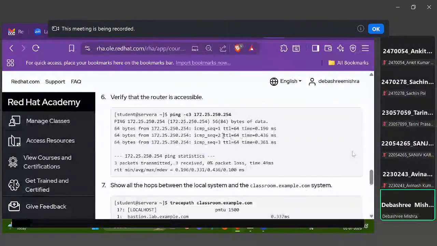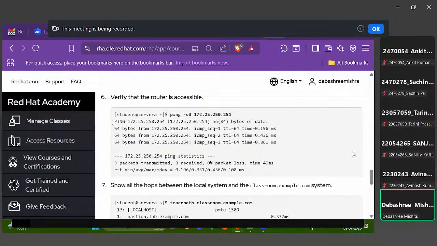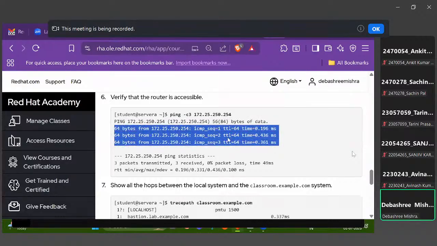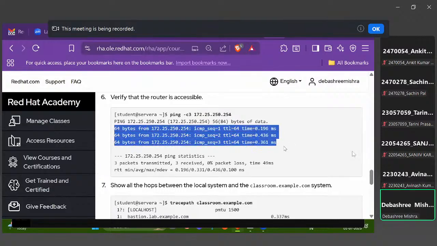So you will be getting the 4 replies like this only. The first ping will get dropped, and the rest will be reverted back. Once these 3 are reverted back, it shows that this particular IP address has been connected. And if instead of these 3 lines you are getting something else, like no reply or something like that, it means that you are losing packets. That is why you can just check it.